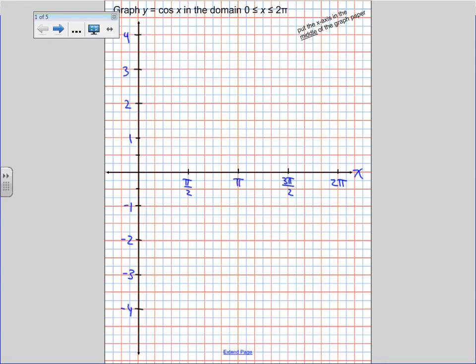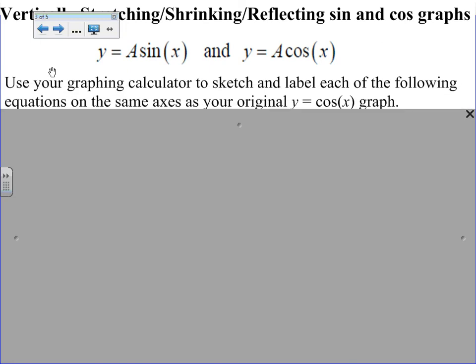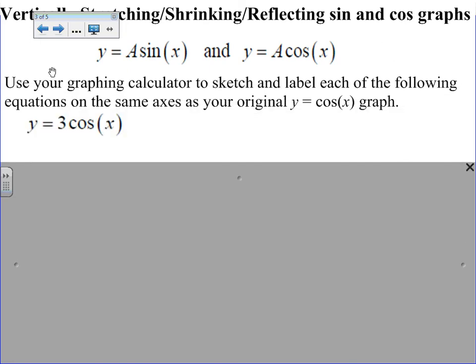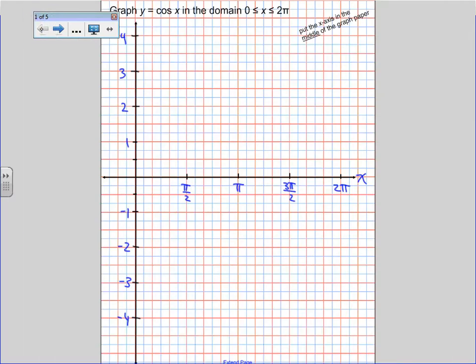Okay. So the first function we're going to graph is y equals 3 times the cosine of x. Let's get a basic cosine graph, and then we'll graph 3 times the cosine graph. So let's back it up. This one's on your own. Pause it, and then play the recording once you've graphed cosine of x.